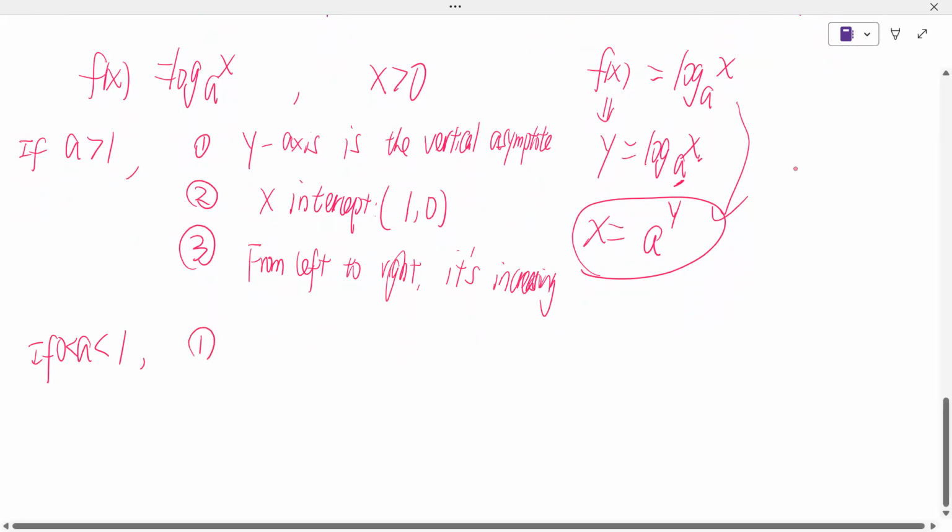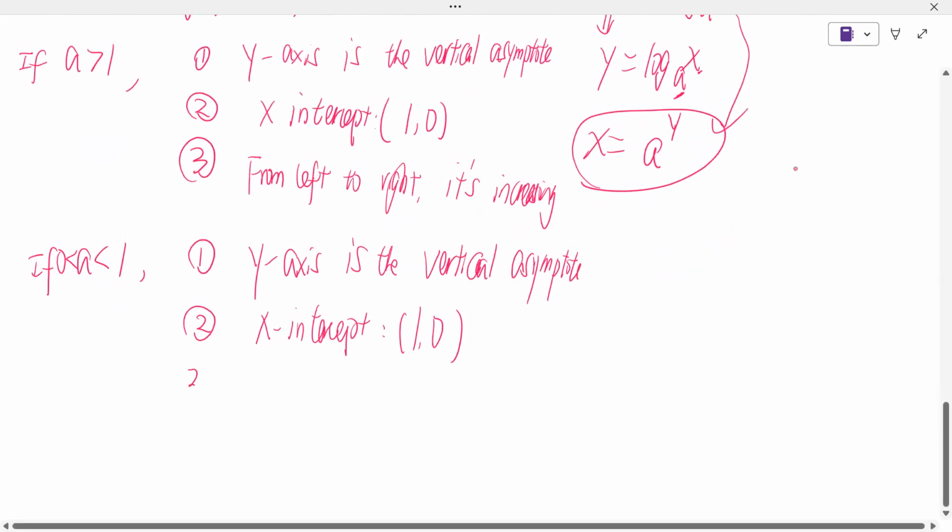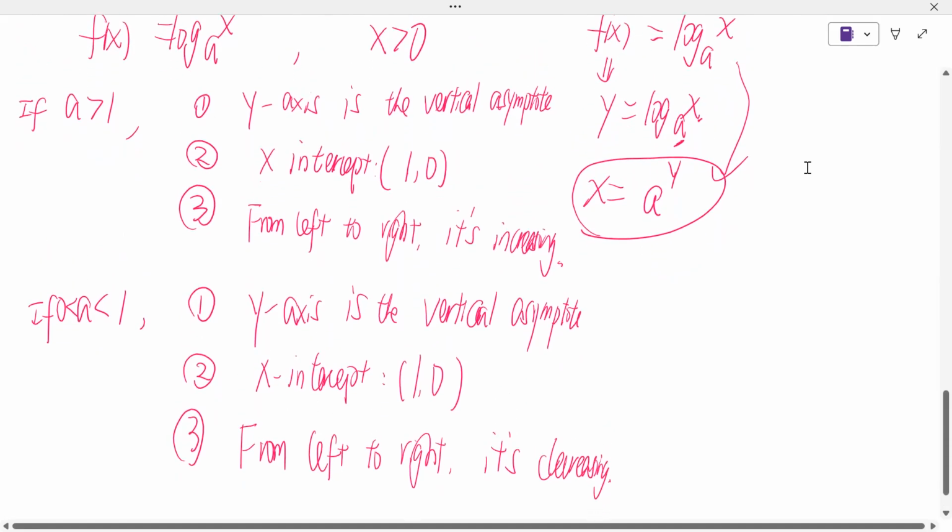And three things. First one, the y-axis is still the vertical asymptote. And secondly, the x-intercept is still 1, 0. And the third one is different, right? From left to right is decreasing. It's decreasing. Okay. Any question about this?